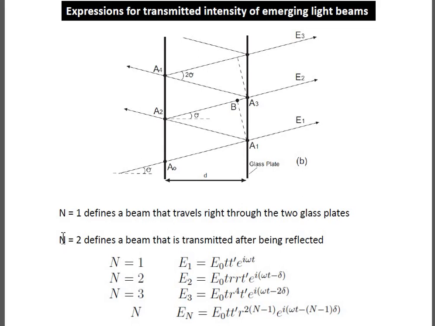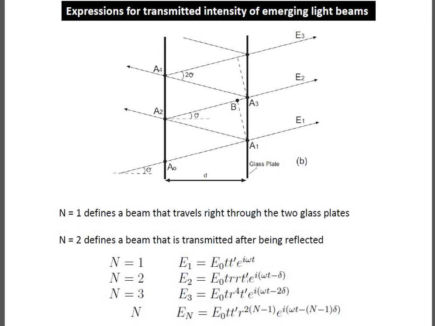Next part, N equal to 2. It defines a beam that is transmitted after being reflected. You see this one, E2. Here the phase difference comes in, from A1A2 plus A2B, so delta. And there are two transmissions, T, T prime, once when it enters and once when it exits, but there are two R. Why two R? This is one R, this is the second R. So two reflections here and here, and again only two transmissions, enter and exit.